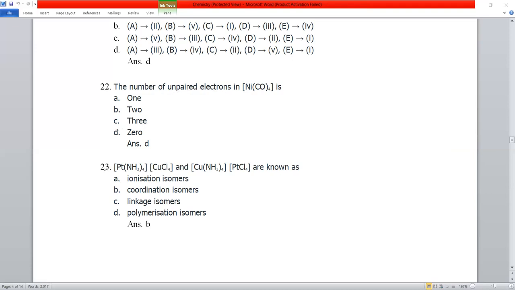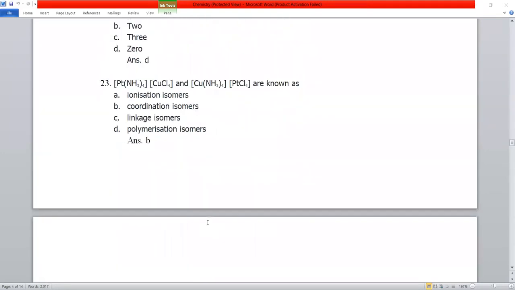And it is diamagnetic, we can tell. So question number 23. Platinum NH3 taken 4 times, CuCl4, and copper NH3 taken 4 times, platinum Cl4. If you observe, here platinum and copper are exchanged in these 2 isomers. Yes or no? So nothing but its coordination is exchanged, so that we can call them coordination isomers. Their entities are changing here. The coordination entities are changing. So option B is the correct one, student.